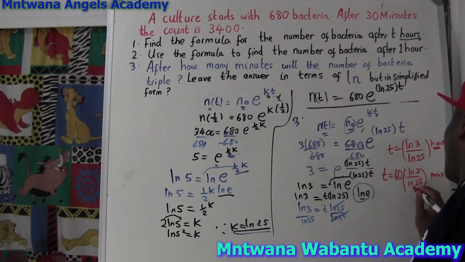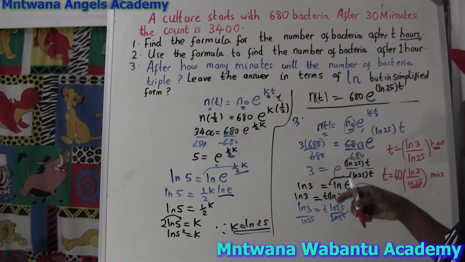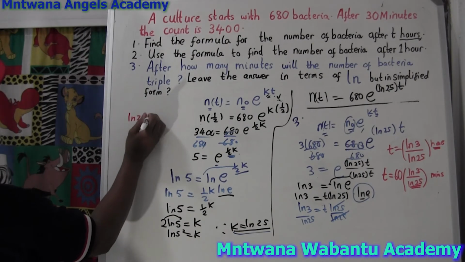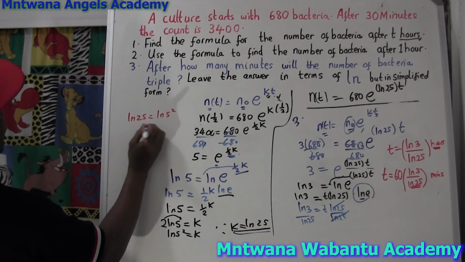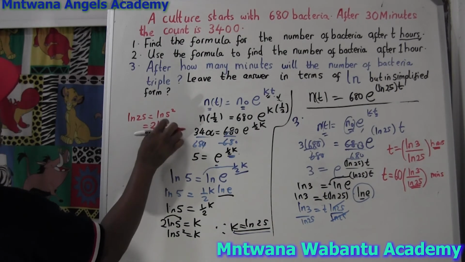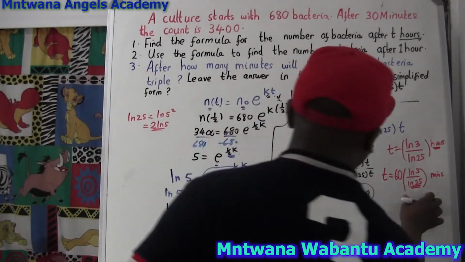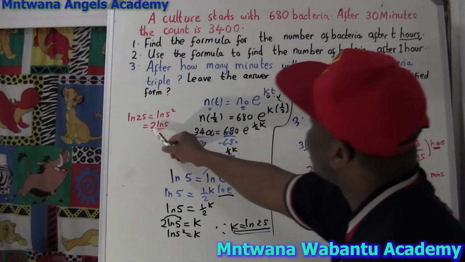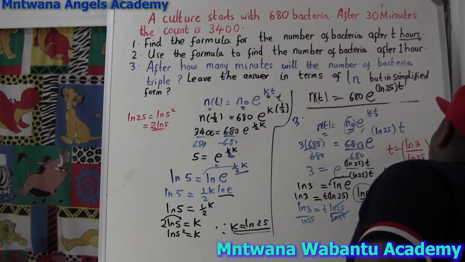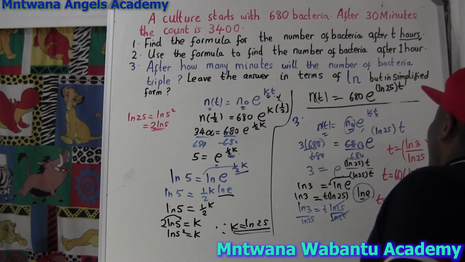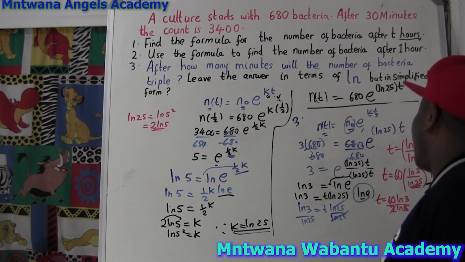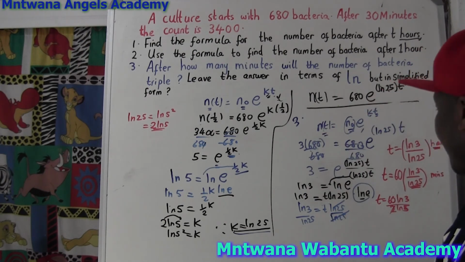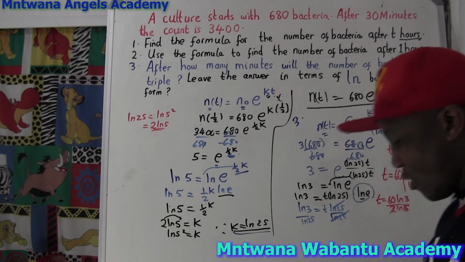But I can simplify this ln of 25, because they say simplified form. Look, ln of 25 is ln of 5 squared, and the square can come in front. It's going to be 2 ln of 5. Why do this? Because then t equal to 60 times ln of 3 over 2 ln of 5, and the 60 and 2 are going to cancel, which gives me 30. So it's going to be 30 ln of 3 over ln of 5.